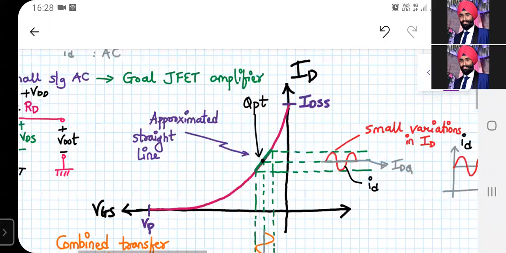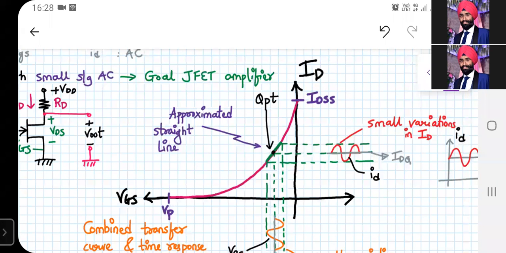What we do is, the highest point of the ID is the IDSS, and over here the most negative point of VGS is VP. We know IDSS is the drain to source saturation current, and what is VP? It's the pinch off voltage. At VGS equal to 0, your device is already working with maximum current, and when VGS is equal to minus VP, your device is off.